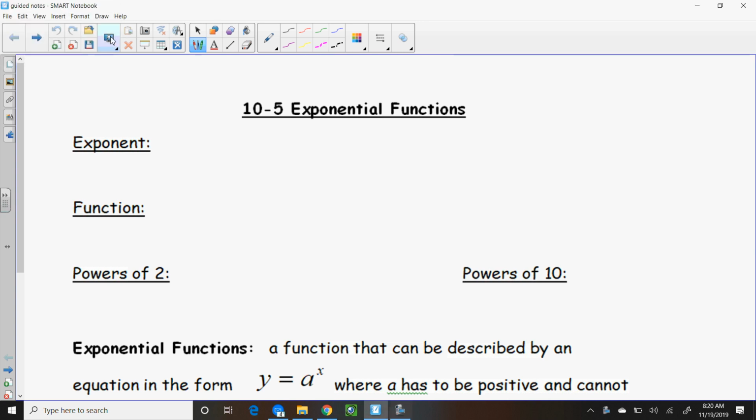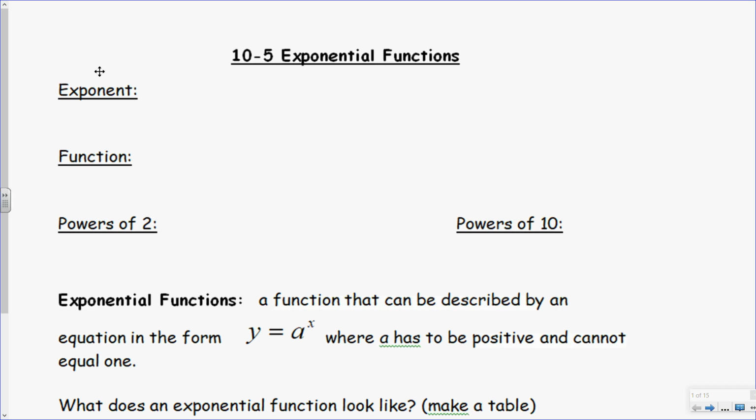For 10.5, it's on exponential functions. So first let's review what an exponent is.